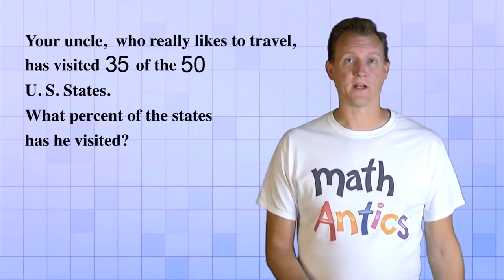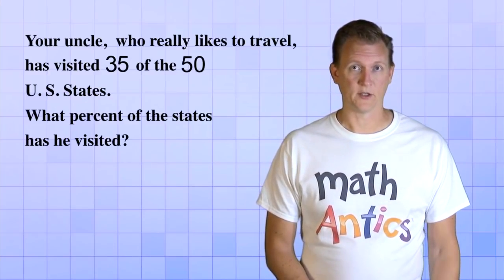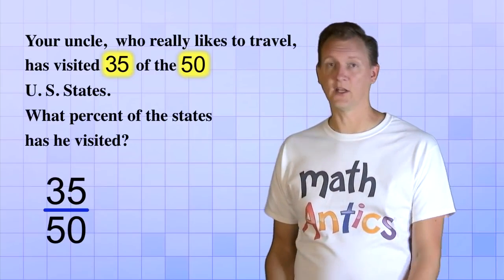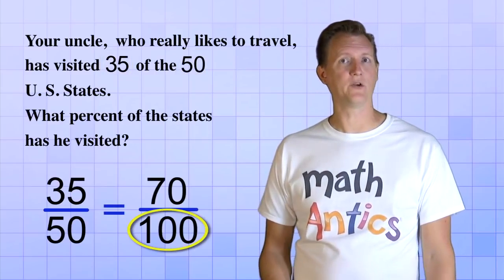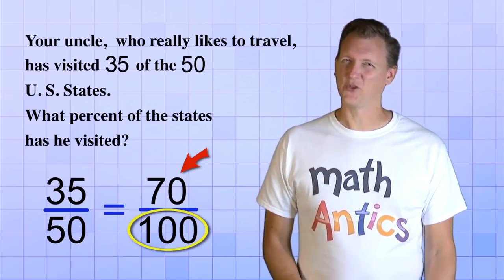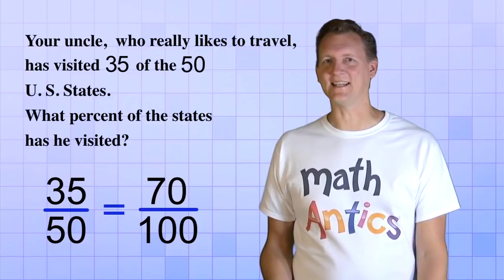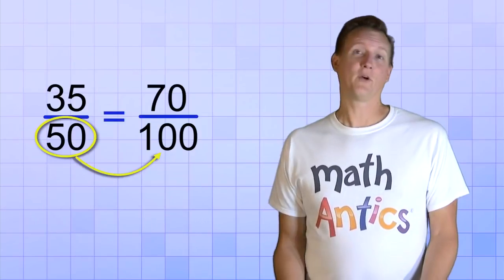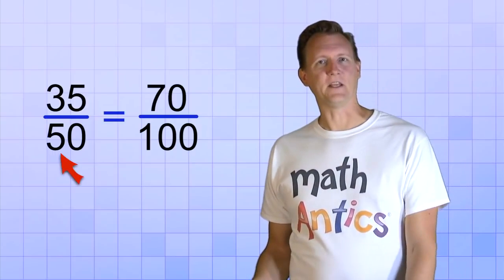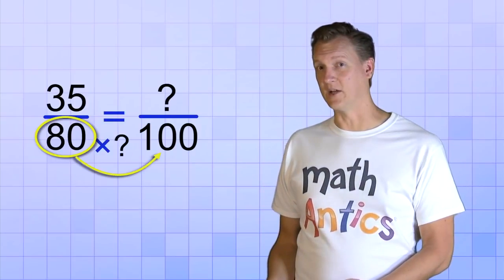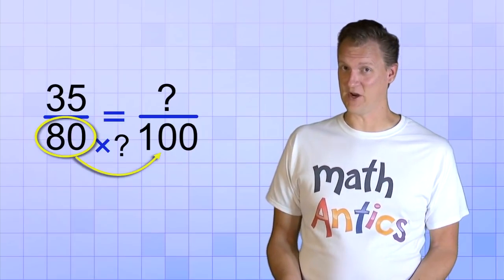Alright, that way of finding a percent seems pretty easy. You just write the numbers that you know as a fraction, and then you convert that fraction into an equivalent fraction with 100 as the bottom number. And that tells you what percent it is. The trouble is, that way is only easy if it's easy to change the bottom number into 100. For example, what if instead of 50, you had 80 as the bottom number? What could you multiply 80 by to get 100? Well, that's not as easy to figure out.